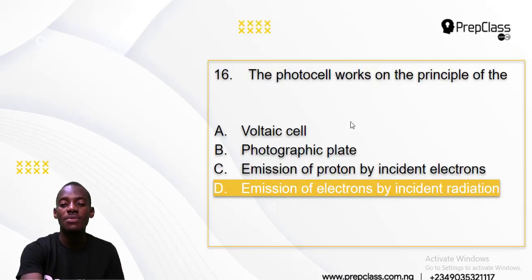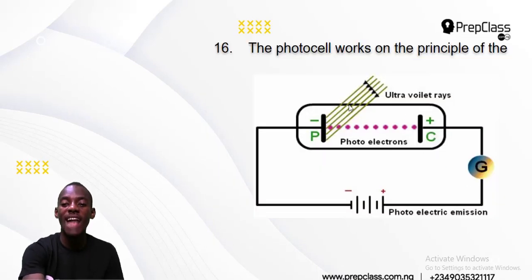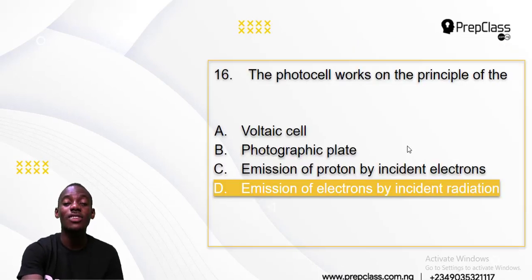And that is the emission of electrons by incident radiation. It works by the principle of electron emission. When light shines on it, that's the incident radiation. It emits electrons, and that makes the circuit become complete, and then the door opens. And that is the answer to the question.